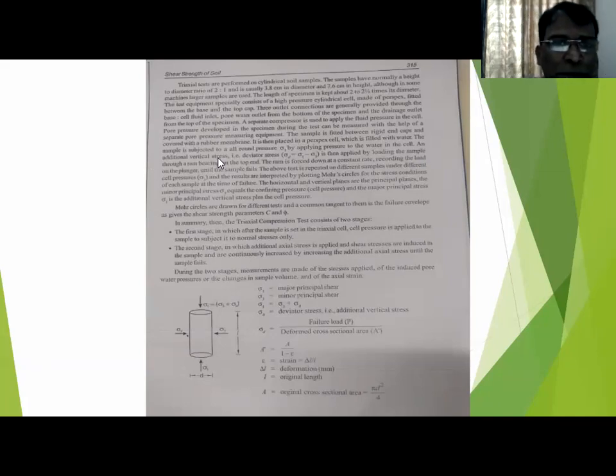The sample is subjected to an all-round pressure sigma 3 by applying pressure to the water in the cell. So sigma 3 है, that is the pressure applied to the water in the cell. An additional vertical stress, that is deviator stress, sigma d is equal to sigma 1 minus sigma 3, is then applied by loading the sample through a ram bearing on the top end.